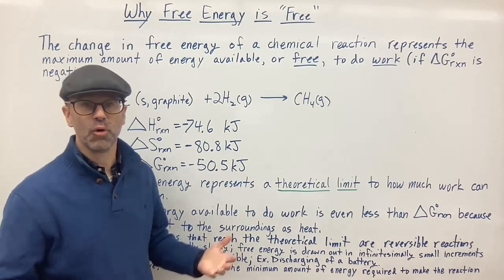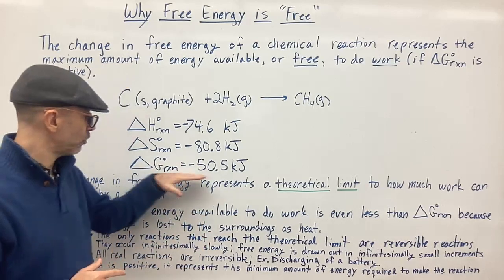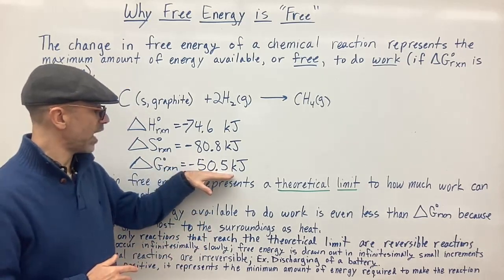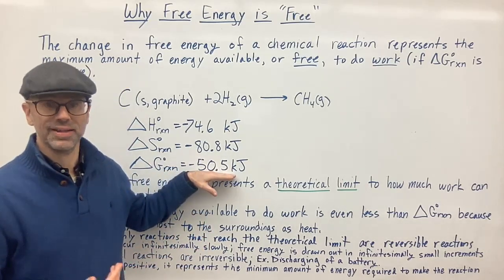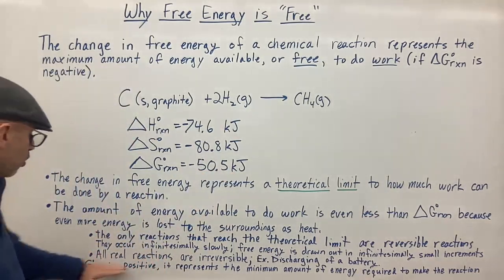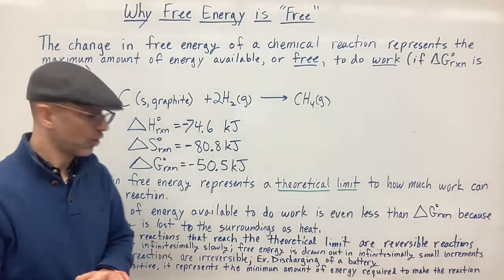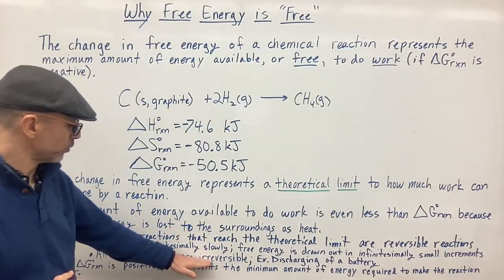So you're losing more energy. You're not going to reach that theoretical limit. So even though it says negative 50.5 is available, it's definitely less than that. So all real reactions are irreversible in this case. In real life, we don't have reversible reactions.